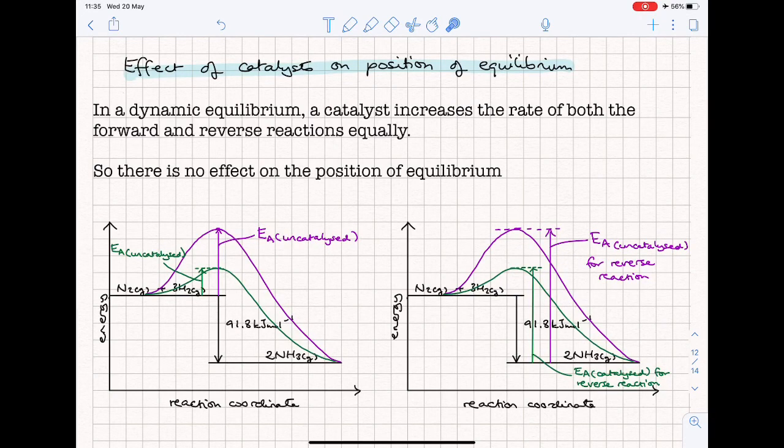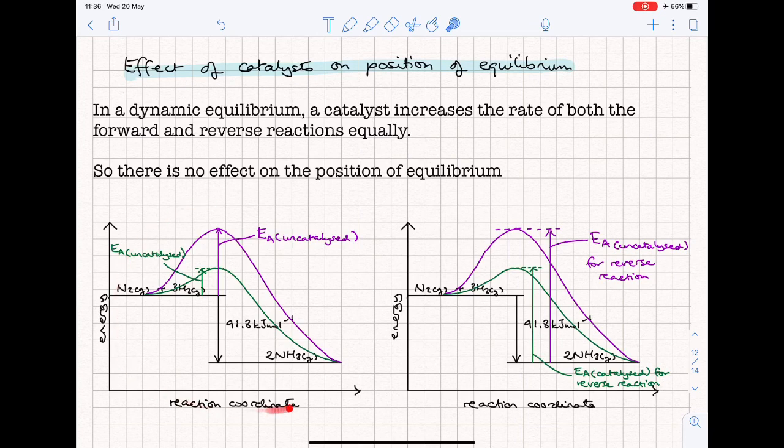We looked at a number of different conditions that may affect the position of equilibria, like temperature, concentration of solutions and pressure of gases. Now I'm going to look at what happens if you add a catalyst to an equilibrium mixture. Will it affect the position of equilibrium? Well, the answer is no, and you can see this on the energy profile diagrams. When you add a catalyst, it lowers the activation energy of a reaction.